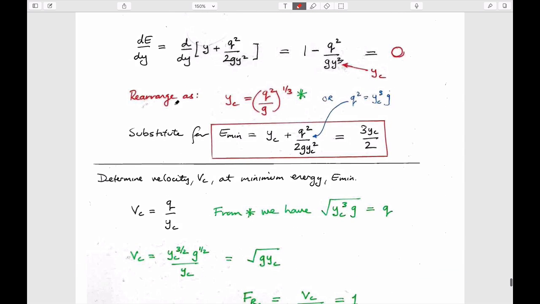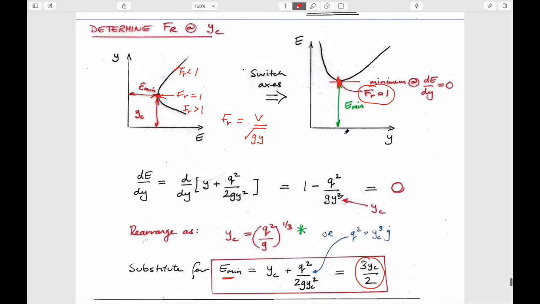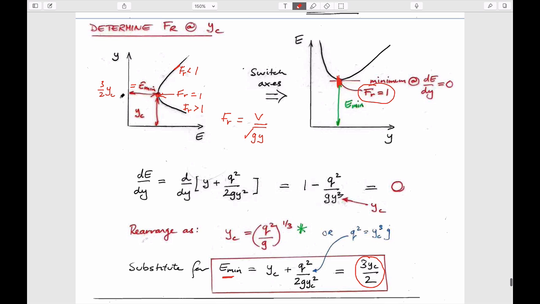And I guess the other term is that the minimum energy is also related to this critical velocity. If you like to think about it, this nose is the critical location. So E min is equal to 3 over 2 yc. And yc is the critical depth at which the Froude number is 1, just by definition of this behavior. So those are some of the behaviors that we're interested in.